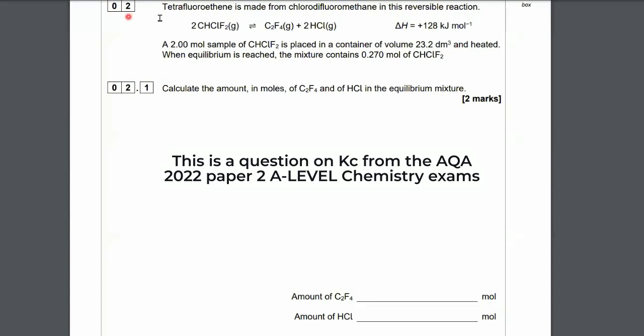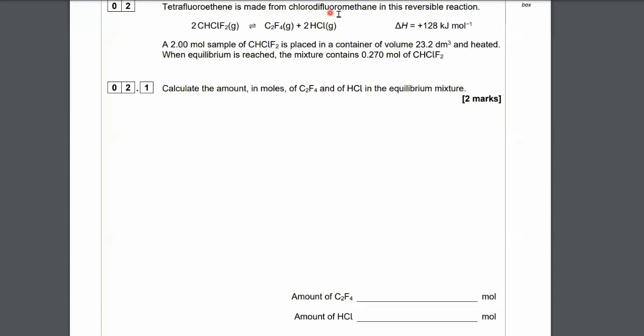Question 2. Tetrafluoroethene is made from chlorodifluoromethane in this reversible reaction. So we have 2 moles of chlorodifluoromethane, reversible symbol, and then we have 1 mole of tetrafluoroethene plus 2 moles of hydrochloric acid or hydrogen chloride. And the enthalpy change is plus 128 kilojoule per mole to the minus 1, so that's endothermic.